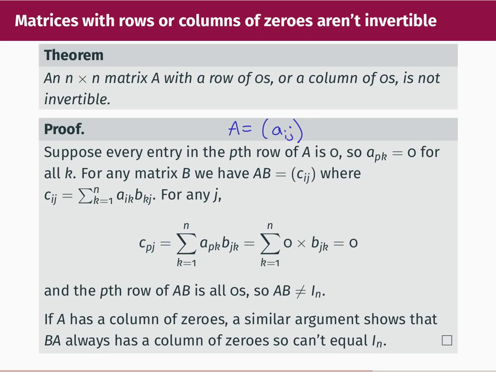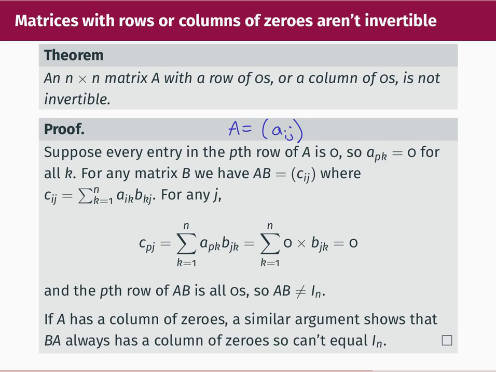The way we're going to show that A is not invertible is by showing that for any matrix B, A times B cannot be the identity. So that means A cannot have an inverse, because if it did have an inverse, then when you multiplied it on the right by that inverse, you would get the identity. So our aim is to prove that no matter what matrix B you take, A times B is never equal to the identity matrix.